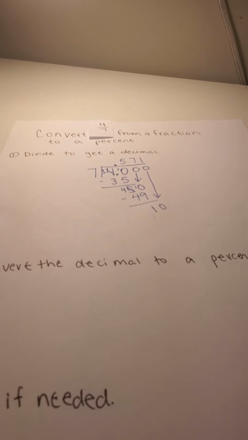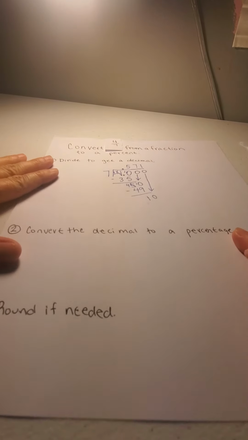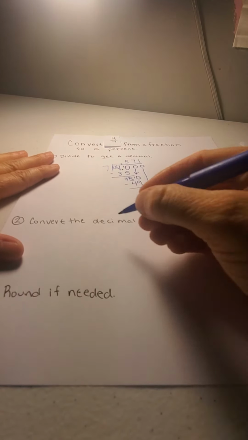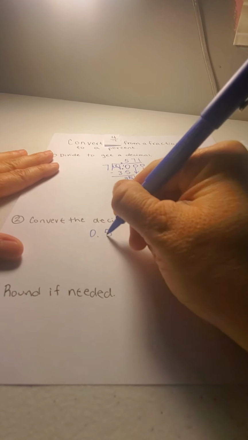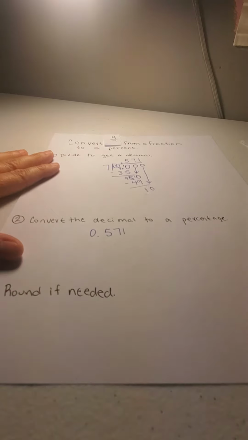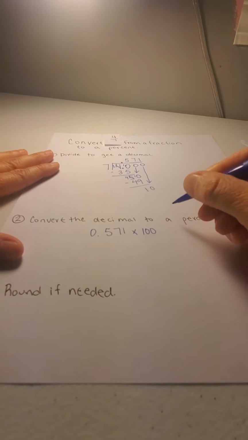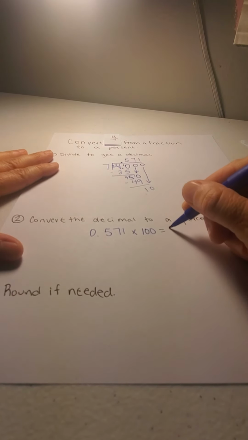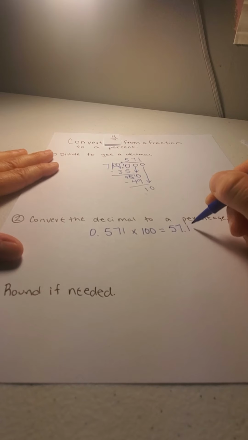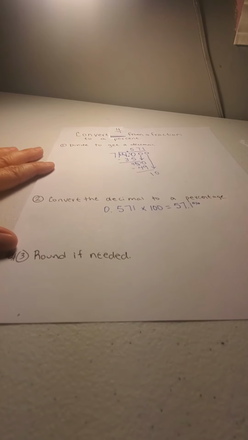So the next thing that I need to do is convert the decimal to a percentage, and that's easy enough. So let's go ahead and write our decimal, 0.571, and then to convert to a percentage, I've just got to multiply by 100, and that gives me 57.1%. And then from there, round if needed.